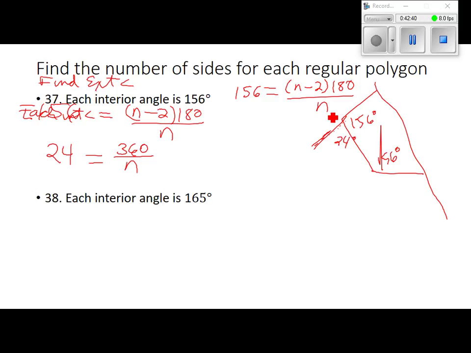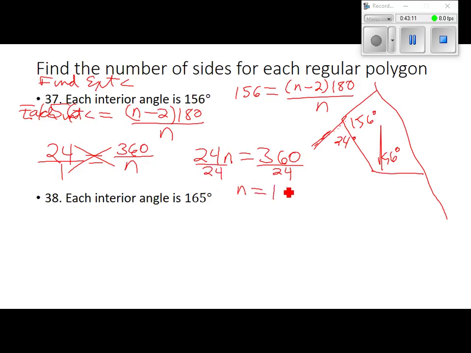Easiest way to do this, once you have it this way, put a 1 under that. When I put a 1 under that, it makes that whole thing into what? A proportion, right? So we're going to cross multiply. What do I get when I cross multiply that way? 24n. Everybody knows how to do proportions. What do I get when I cross multiply that way? 360. What am I going to do to solve for n? 360 divided by 24. Divide both sides by 24.